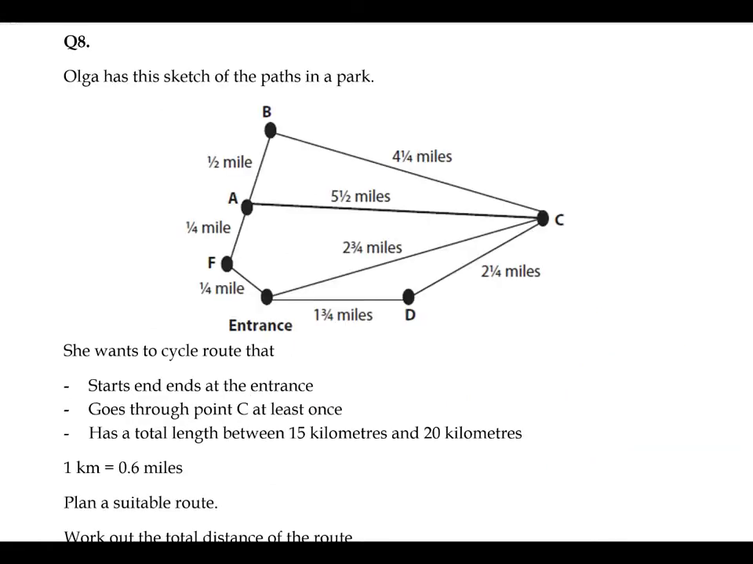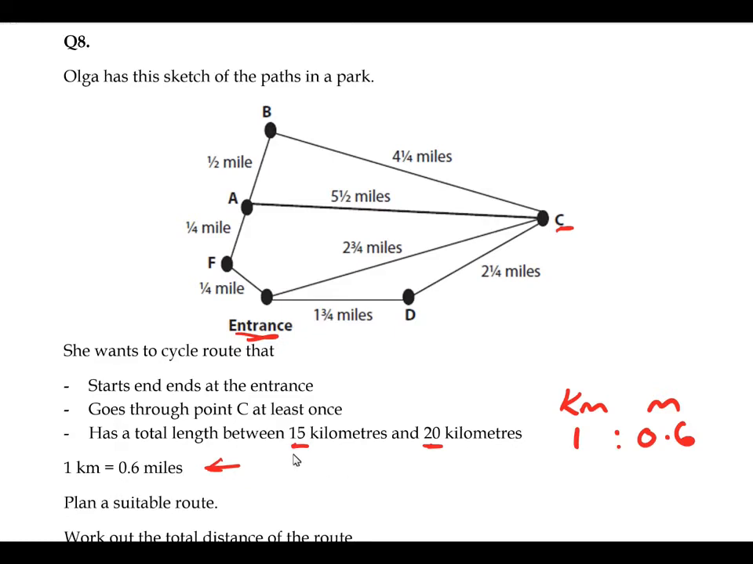Question 8. Olga has this sketch of the paths in a park. She wants to cycle a route that starts and ends at the entrance, so it starts and ends here, goes through point C at least once, and has a total length between 15 and 20 kilometers. They've given us a conversion because we have miles on our drawing, so our strap line is kilometers to miles. 1 kilometer is 0.6 of a mile, and we need to plan a suitable route and then work out the total distance of the route.